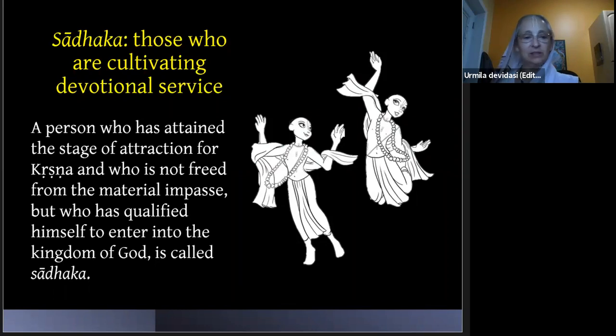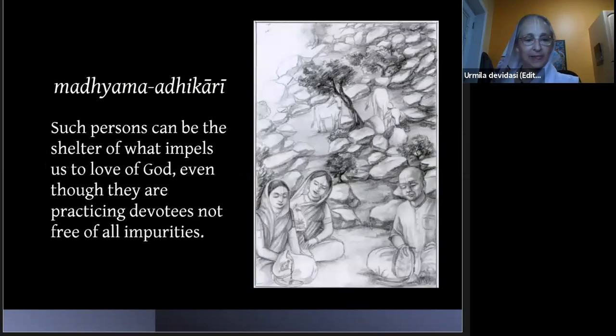Now, we find that Rupa Goswami explains this very clearly, that these people can be the shelter of what impels us to love God, even though they are practicing devotees not free of impurities. And we're going to have a discussion in just a few minutes. So I want you to start thinking of who those sort of people might be for you, even if you haven't realized your staibhav yourself.